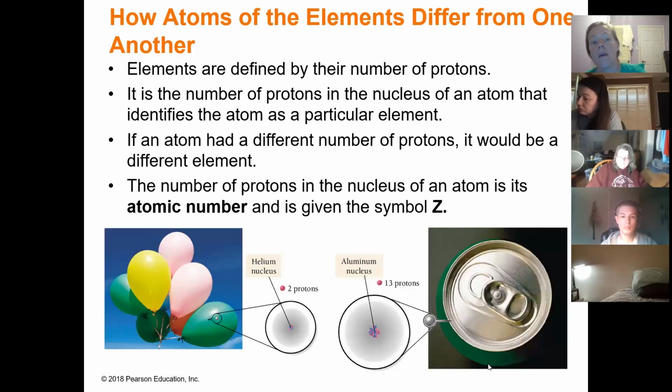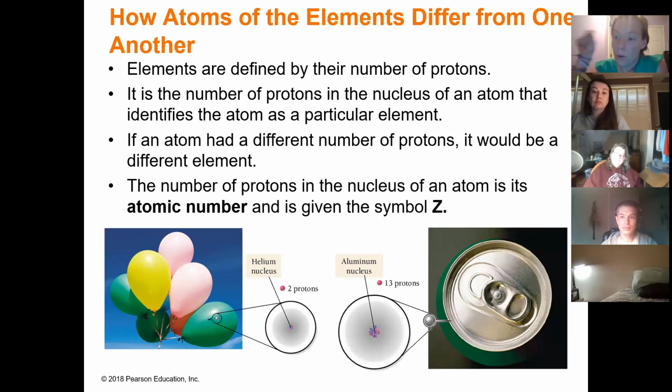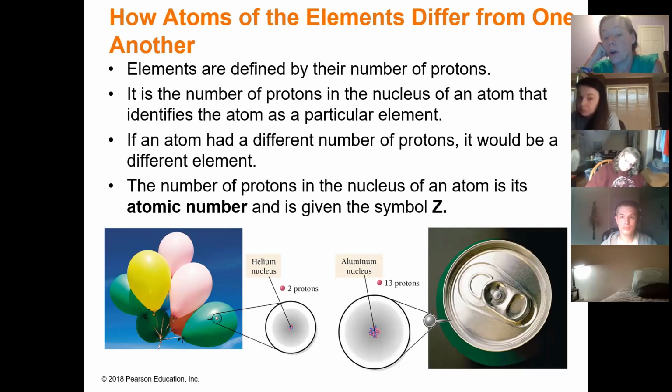All right, so what makes an atom an atom? Like what makes a carbon atom, or in this case, what makes a helium atom and an aluminum atom? The number of protons is the defining factor in your element, okay? So if you have two protons in your nucleus, you are helium, and you will have the properties of helium. If you have 13 protons, you are aluminum, and you have the properties of aluminum. That is known as the atomic number. Sometimes it's called the Z number.